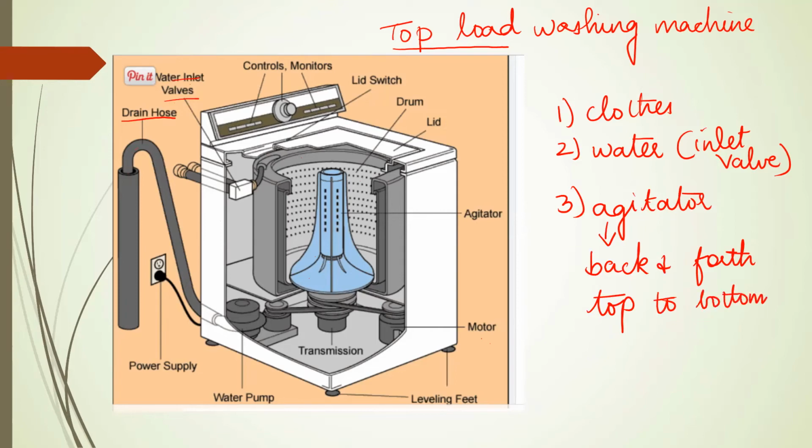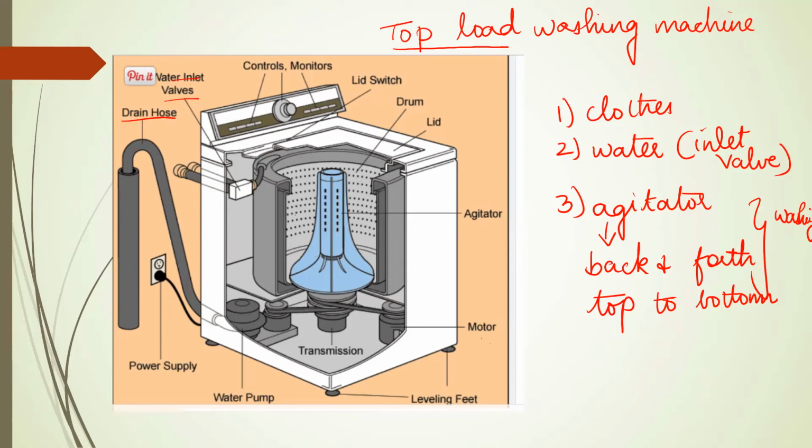So why is this done? The water together with the detergent and all this rubbing action will remove all the dirt away from the clothes. Okay, so with this your washing is done. As soon as your washing is done, all the dirty water, through the holes which are present in the inner drum, is drained away, and it comes out through the drain hose.